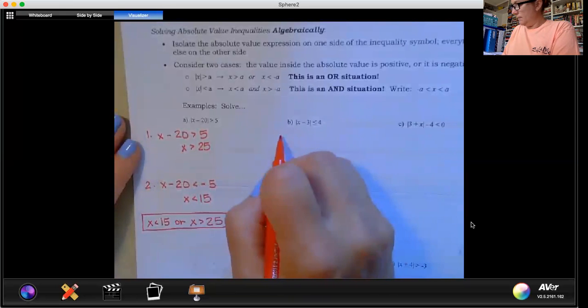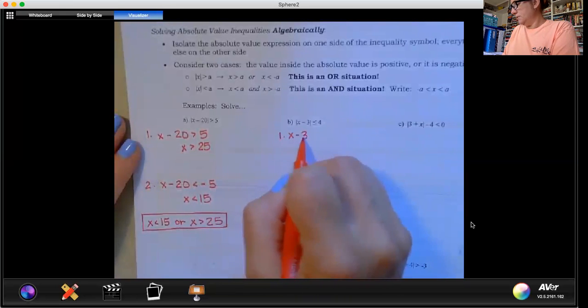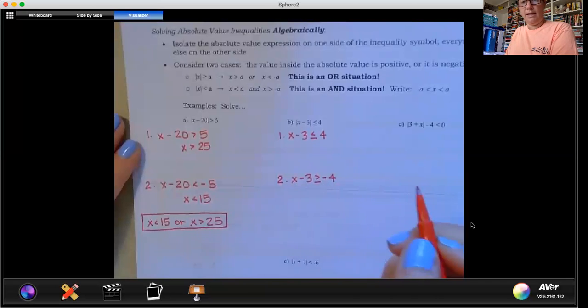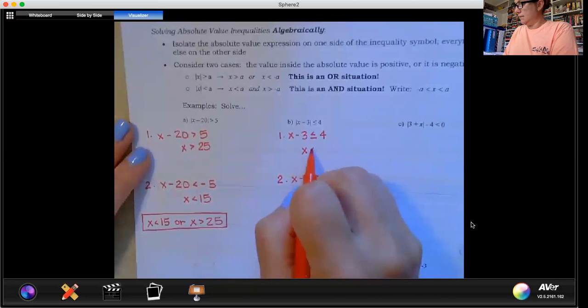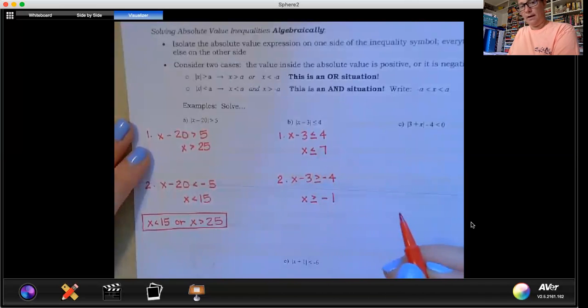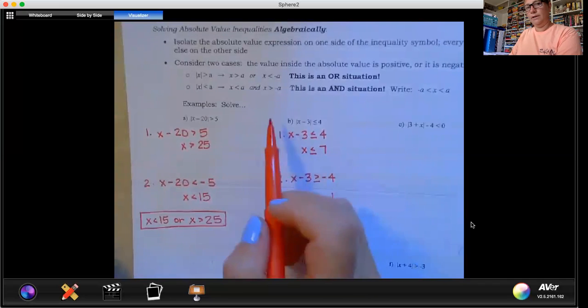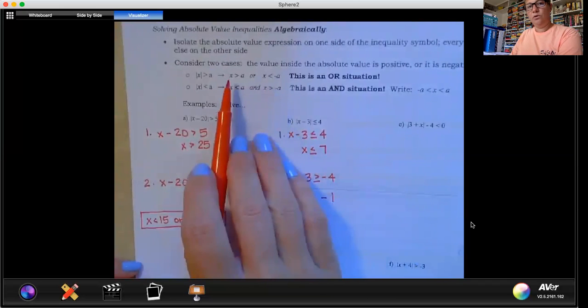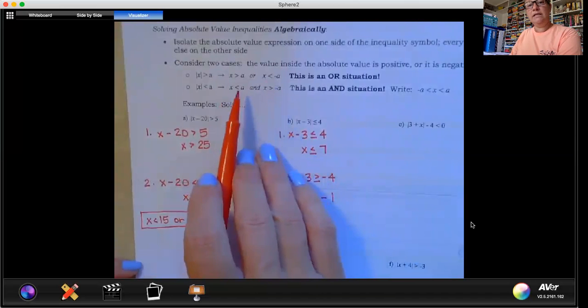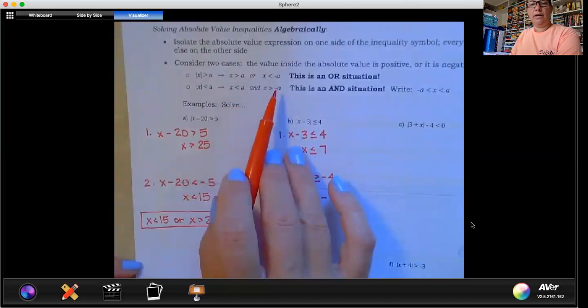Part B, remove the bars. Remove the bars, reverse the inequality, and make the quantity negative. X is less than or equal to 7. X is greater than or equal to -1. Now, how do you know if it's an and or an or? It tells you right here. It's an or if X is greater than A or less than -A. It's and if it's less than A and greater than -A.